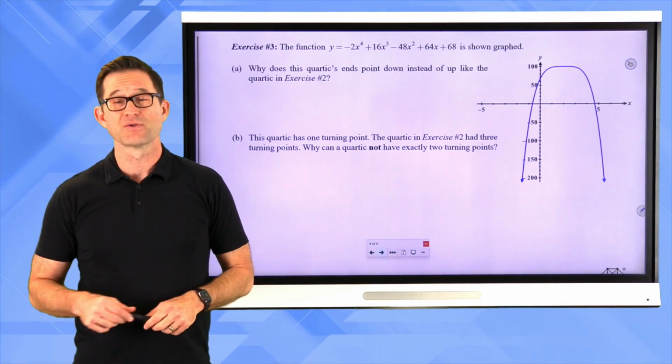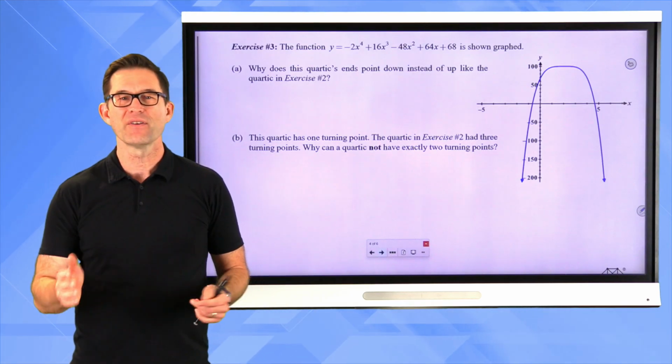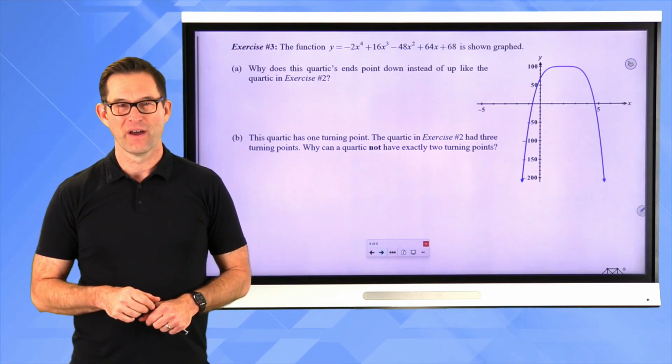Let's take a look at exercise number 3. The function y equals -2x to the 4th plus 16x cubed minus 48x squared plus 64x plus 68 is shown graphed. Letter A. Why does this quartic's ends point down instead of up like the quartic in exercise number 2? This should be pretty obvious. Pause the video now and go ahead and let me know.